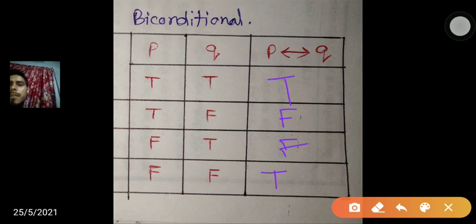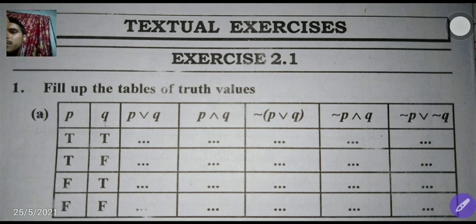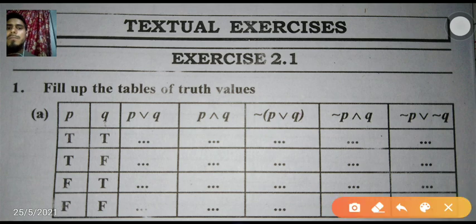Okay, let us discuss one example from your exercise 2.1. This first question we will discuss now. In the first question you see the P statement given, here the Q statement, here P, here Q, here P disjunction Q. This upside one is disjunction and this downside one is conjunction.